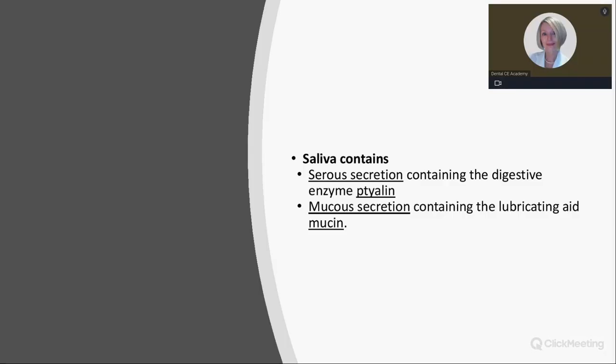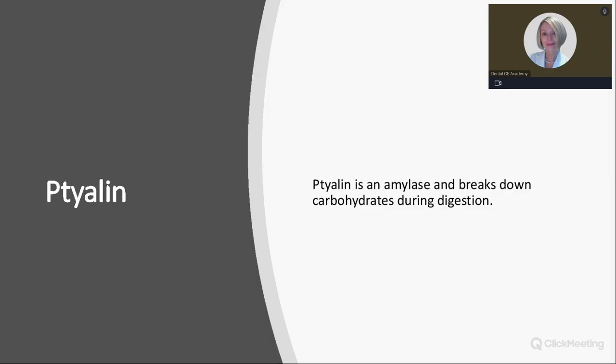So saliva contains two types of secretion, serous secretion as well as mucus. Serous contains the digestive enzymes. One is ptyalin, and we'll talk about the others. Lipase is another one that initiates the digestion of fats or lipids. And then mucus secretion. The mucus secretion contains lubricating aid. It's a protein, mucins.